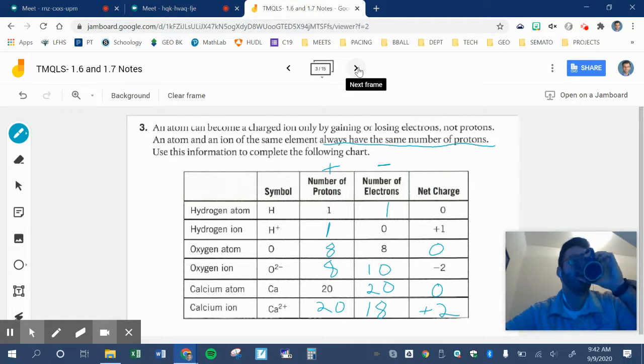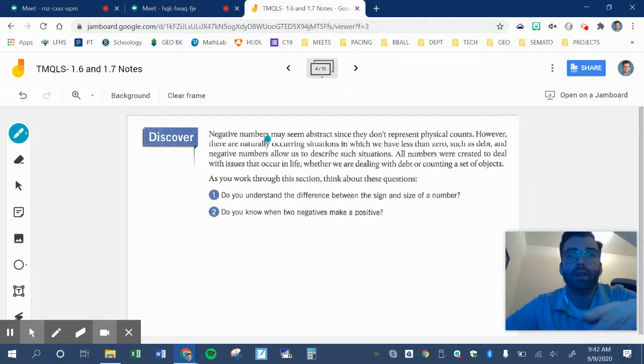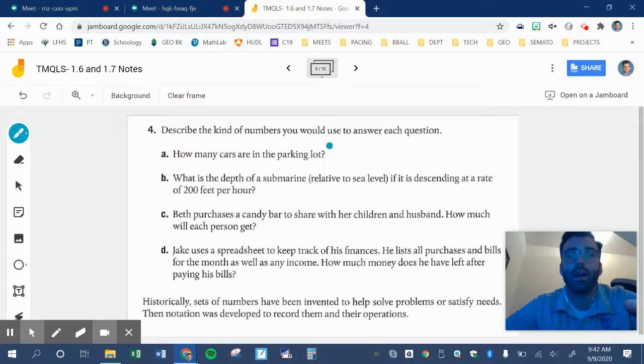Okay, let's look at the next page here. All right, so this is kind of what we're doing for today. These are 2 questions I want you to think about for today. All right, for this section, make sure you read that. All right, describe the kind of numbers you would use to answer each question. All right, so we want to think about this.